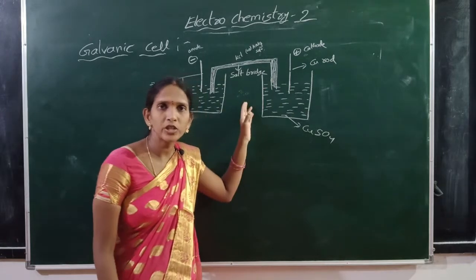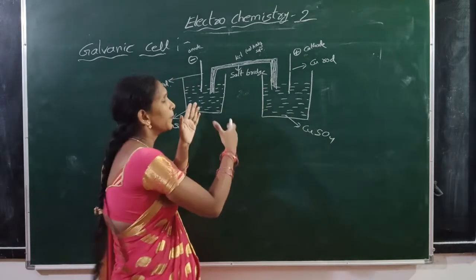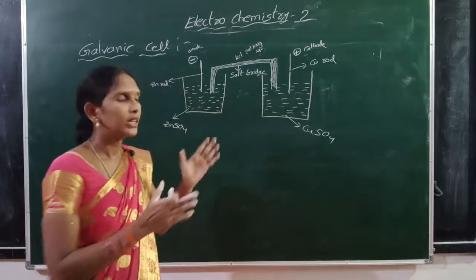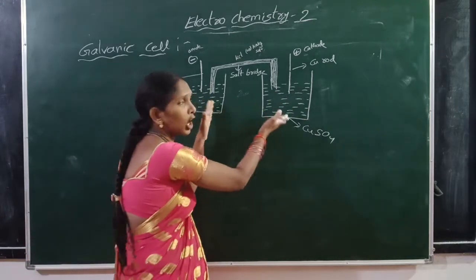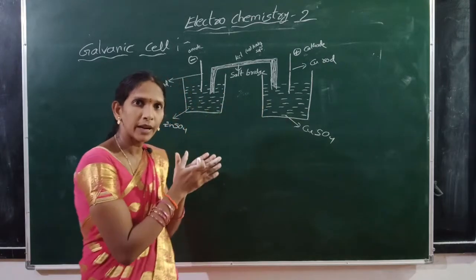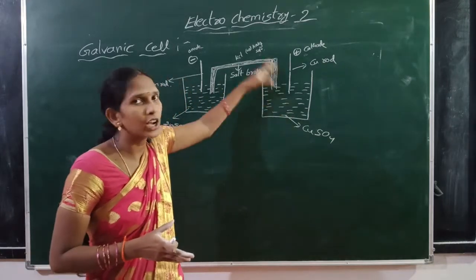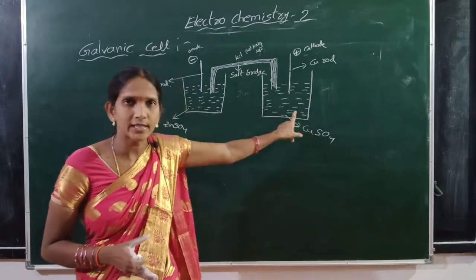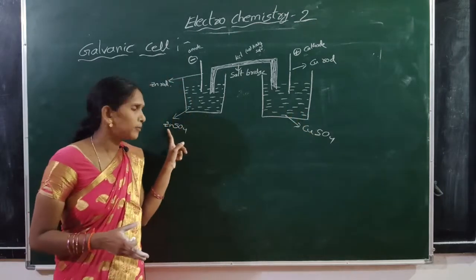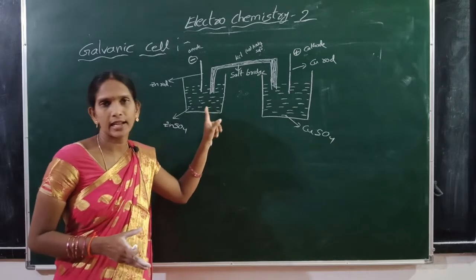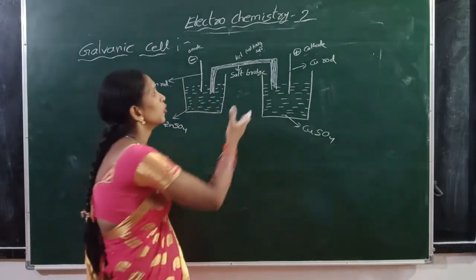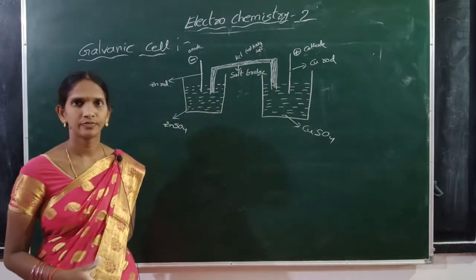The salt bridge is used for the prevention of mixing of two solutions. It prevents the mixing of two solutions, but it allows the ions. Here Cu2+ ions and SO4 2- ions are present. Here Zn2+ ions and SO4 2- ions are present, and it allows the ions to move from one to another.